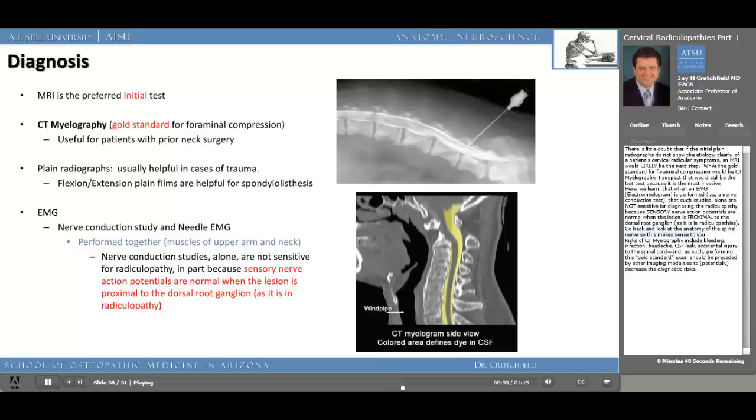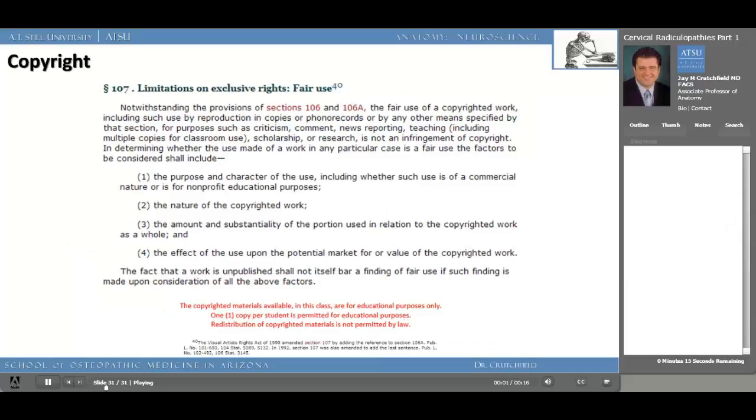Risks of CT myelography include bleeding, infection, headache, CSF leaks, accidental injury to the spinal cord, and as such, performing this gold standard exam should be preceded by the other imaging modalities to potentially decrease the diagnostic risk. This completes part 1 of our introduction to understanding the anatomy and the clinical ramifications of radiculopathies and plexopathies. Next up, we'll look at plexopathies of the brachial plexus.